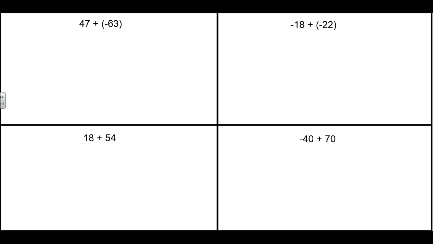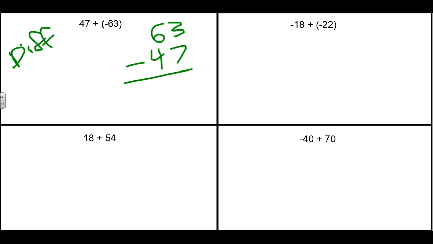So let's start with the first one, 47 plus negative 63. They have different signs. Since they have different signs, we're going to take 63 minus 47, find the distance of their absolute values. That becomes 16. Negative 63 is larger, so the whole sum is negative, negative 16.